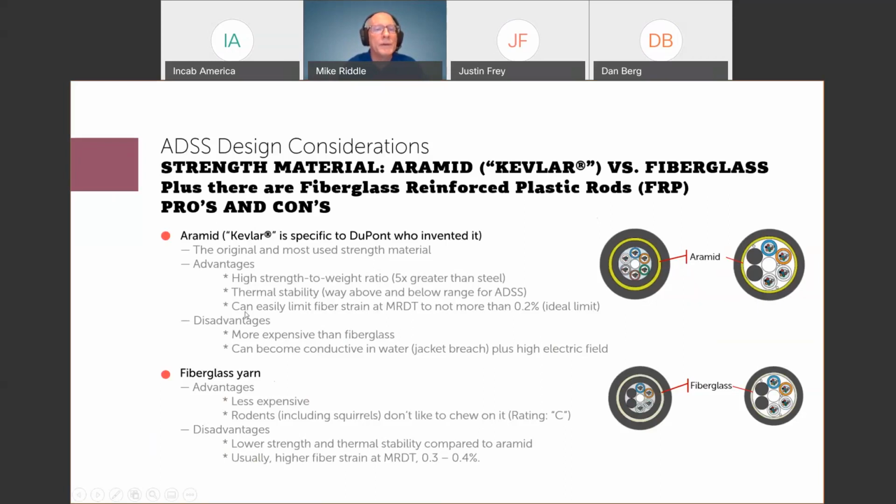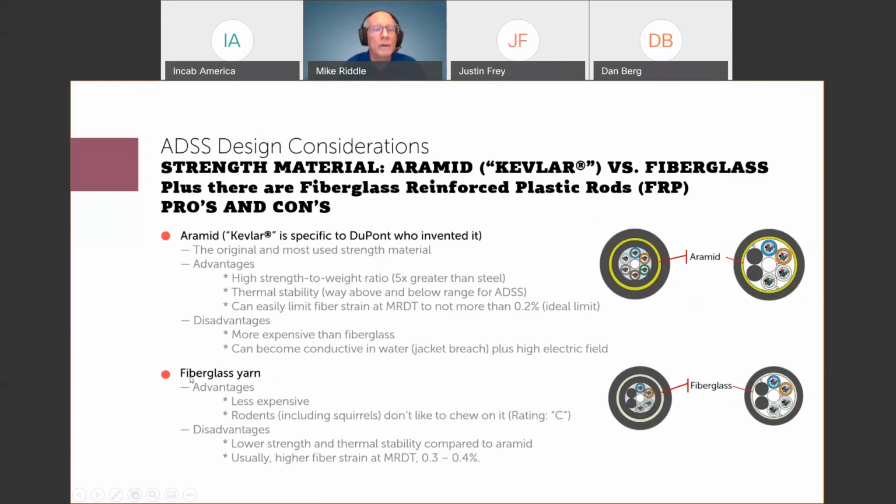But the disadvantages of ARAMID are that it is more expensive than fiberglass, and it can become conductive in water. So if you have a jacket breach and water gets in and the KEVLAR, now I'm doing it again, the ARAMID gets wet and you have a high electric field, you can have bad things happen.